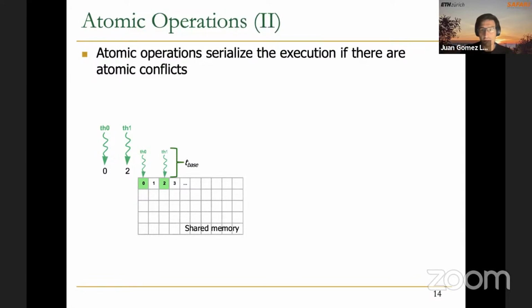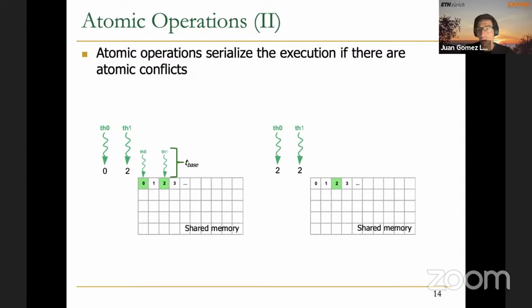Let's call it T-base. But there will be other cases, and there will be quite frequent sometimes, where threads need to update exactly the same values in memory. So in this case, for example, thread 0 and thread 1 have to update element 2. So this implies that the execution of both threads is going to be serialized. First, thread 0 will update the corresponding memory location, then thread 1 will do it, and this entails that the total latency is not only the T-base, the base latency, but also some additional latency due to this conflict.